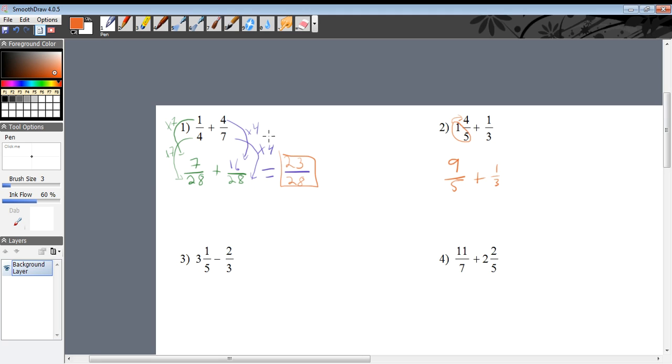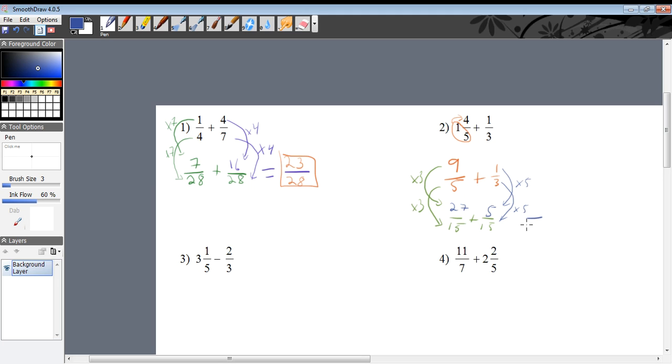Okay, now I need a common denominator. So if I multiply the 5 and the 3, I'm going to get 15. So the common denominator is going to be 15. The 5 was increased by 3, so the 9 must also be increased by 3. And then the 3 here was increased by 5, so then the 1 also must be increased 5 times. So the 1 will be increased 5 times, and the 9 will be increased 3 times, so 27.